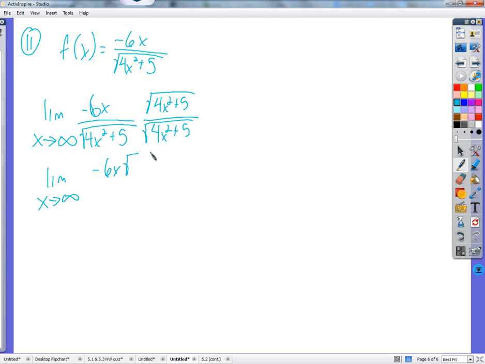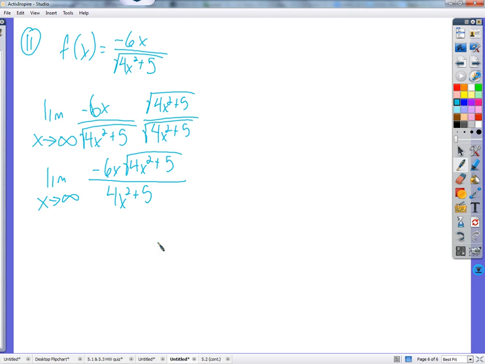Yeah, that's 6x times the square root of 4x squared plus 5 over, now what is this going to be? Conjugate of what? Of the bottom square root. The bottom would just be 4x squared plus 5. The only thing that's convenient about multiplying by a square root is that it cancels out, because they're identical. If they were different in some way, there wouldn't be a cancel. Now we have negative 6x over 4x squared.